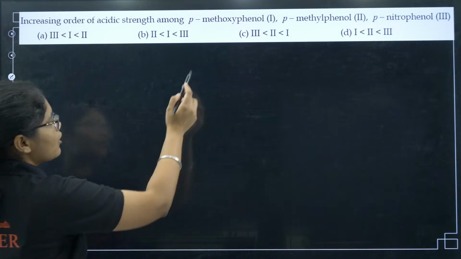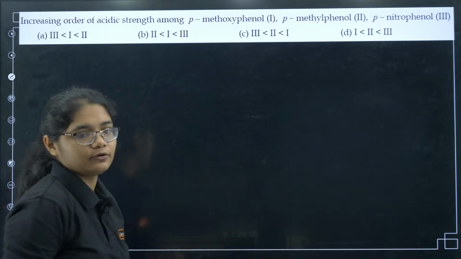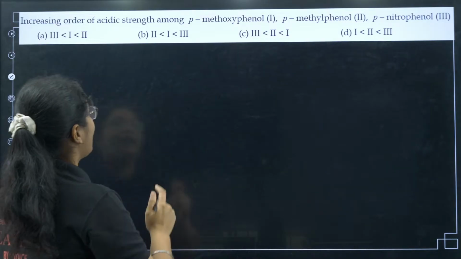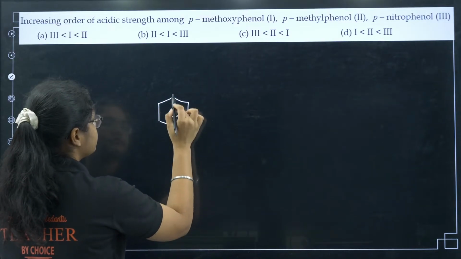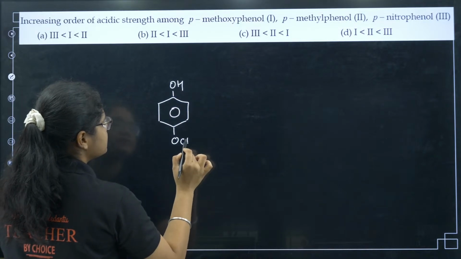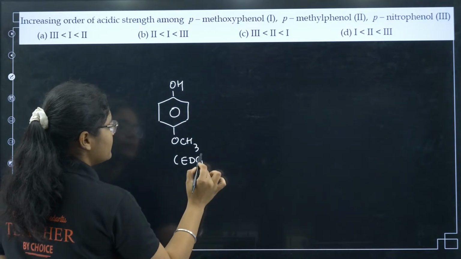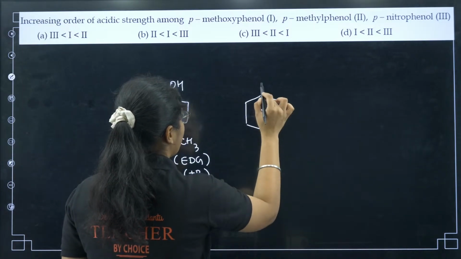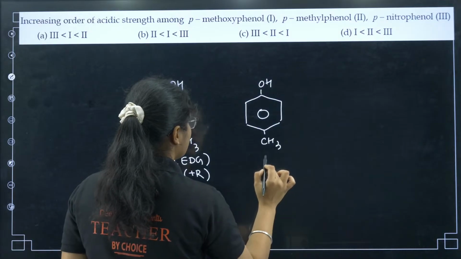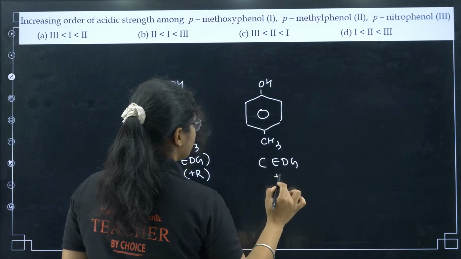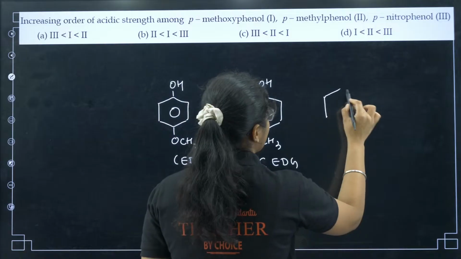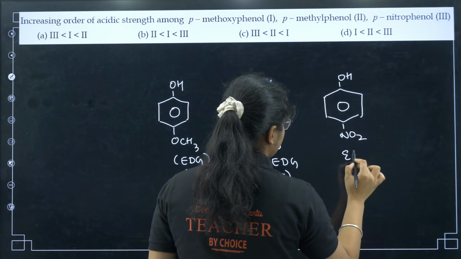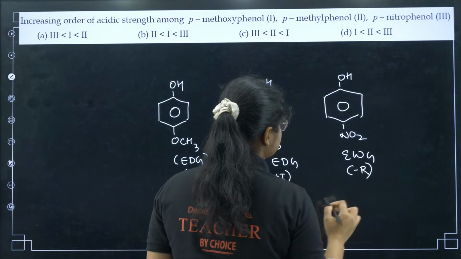Again you have to compare para-methoxyphenol, para-methylphenol and para-nitrophenol. Very easy question. Please do it quickly, students. First we have para-methoxy, an electron donating group which donates by +R effect. Next I have para-methylphenol. Here also it is an electron donating group, but it donates by +I effect. And the next one is para-nitrophenol, an electron withdrawing group which withdraws by -R effect.